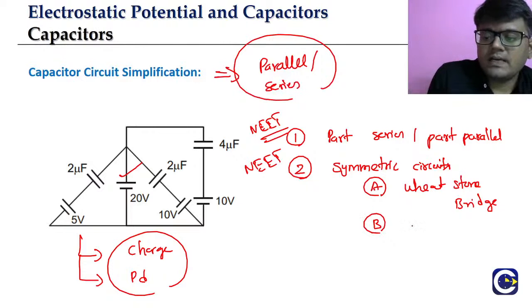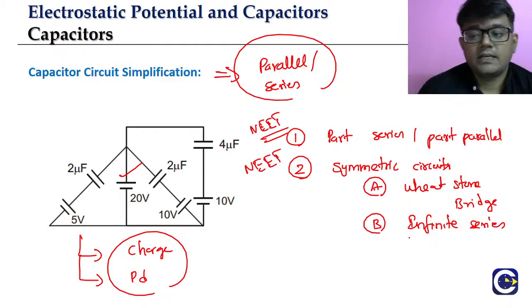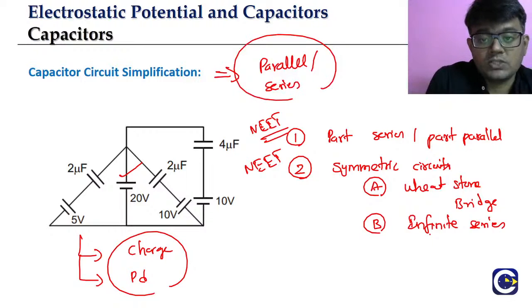The other thing is the infinite series, because one model of this question is also there in the NCERT example, so we also have to cover that. Infinite series means you will have an infinite number of capacitors, but arranged in a symmetric pattern. Okay? This is the second model of question. This is important.